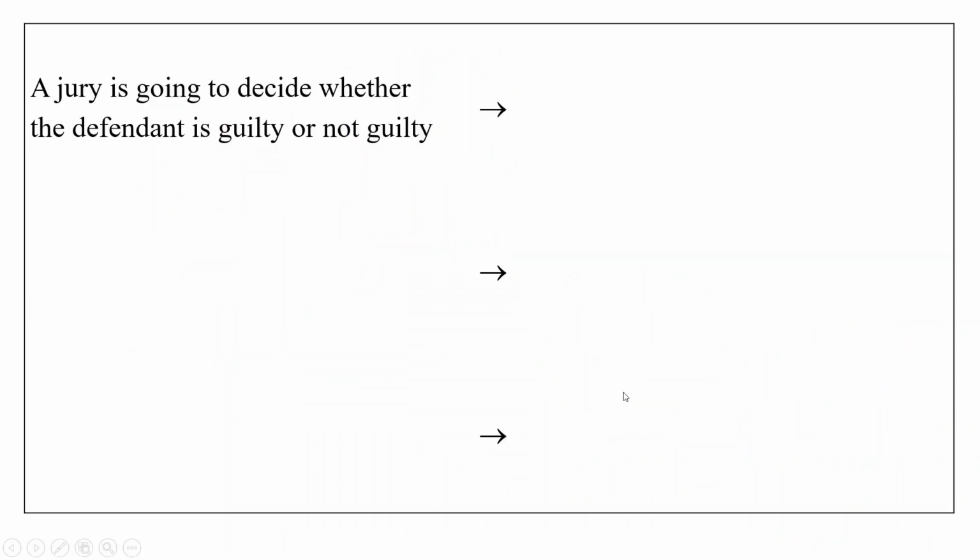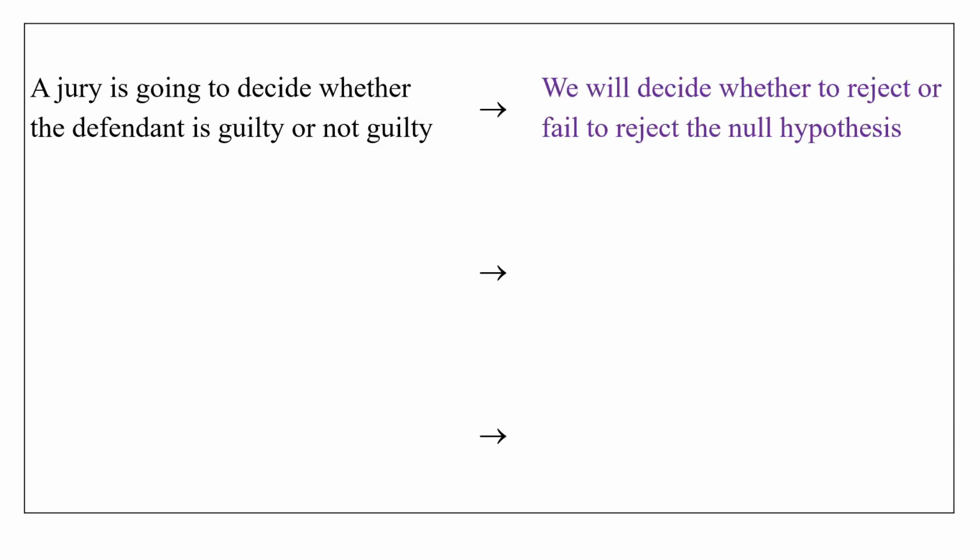So to continue on, why is this courtroom analogy a good analogy for a significance test? Well, a jury is going to decide whether a defendant is guilty or not guilty. And when we run a significance test, we decide if we are going to reject or fail to reject the null hypothesis. Now, notice the language is almost identical. The jury doesn't decide if a person is guilty or innocent, just like we don't decide to reject or accept the null. The jury says guilty or not guilty, and we decide whether we reject or fail to reject the null.